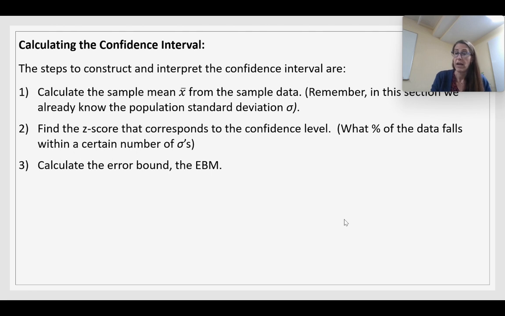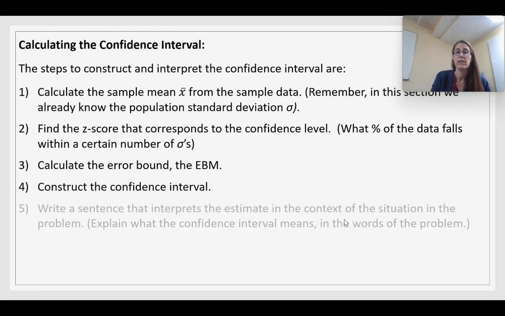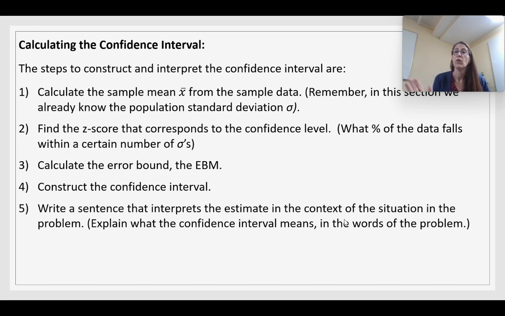We're going to calculate the error bound, the EBM, and use that to construct the confidence interval. The last step is we're going to write a sentence that interprets the estimate in the context of the situation of the problem. We're going to explain what the confidence interval means in the words of the problem.